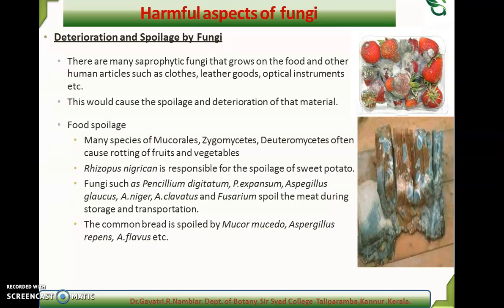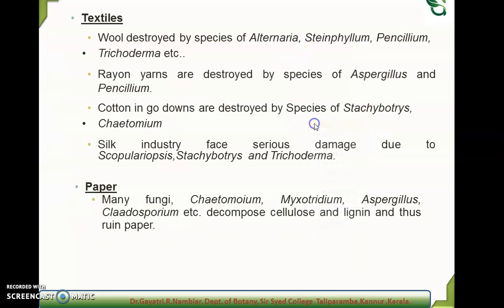In gooseberry or amla, or in this example where strawberry is being spoiled with the help of fungi. And this picture shows the deterioration of bread by Rhizopus. Some very good examples include Rhizopus, Penicillium, Aspergillus. These are common examples of fungi that often cause the spoilage of food materials.